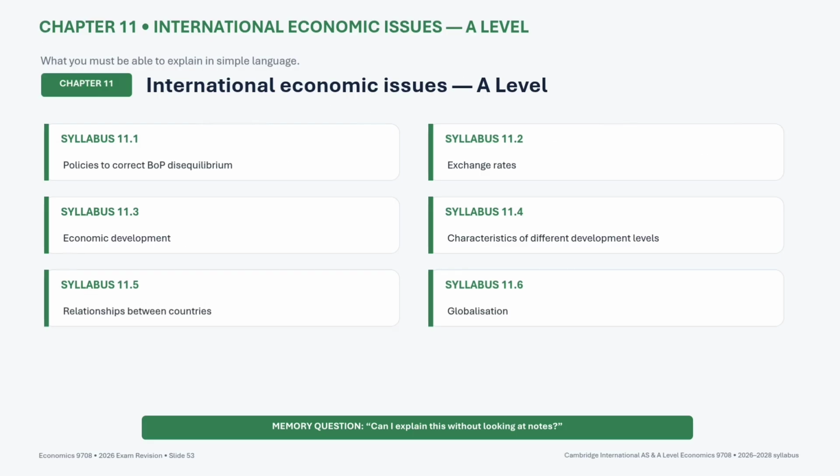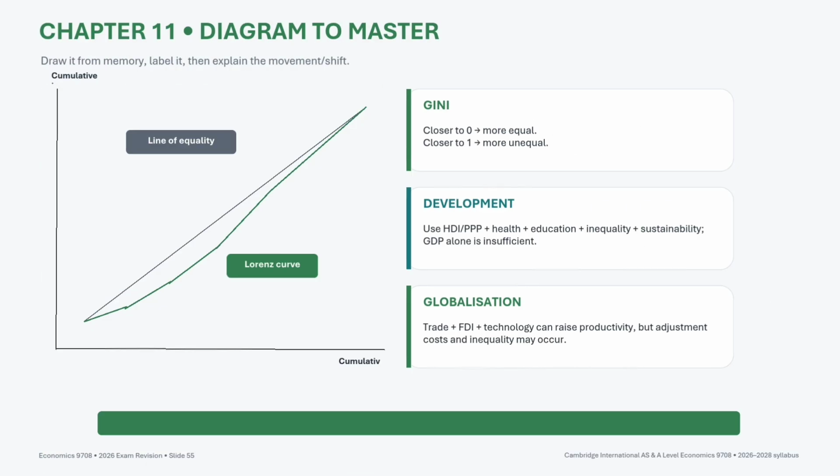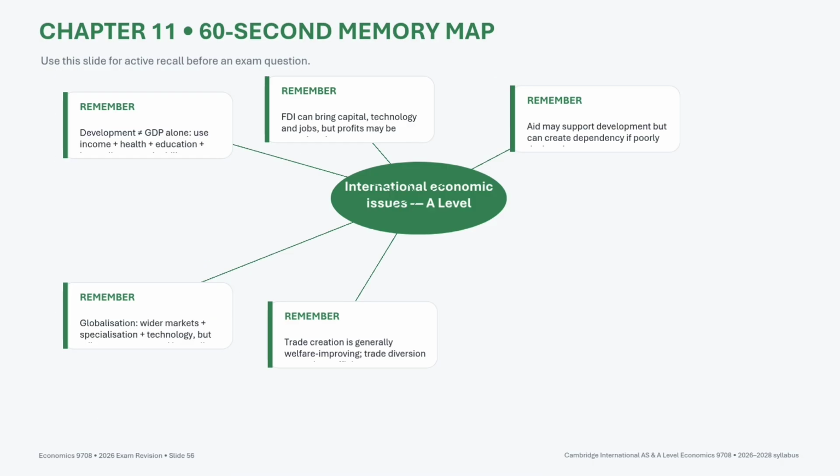So Chapter 11 is about international economic issues, and it is for A level. It covers policies to correct balance of payments disequilibrium, exchange rates, economic development, characteristics of different development levels, relationships between countries and globalization. You have key definitions to focus on, such as economic development, PPP, purchasing power parity, the Lorenz curve, the Gini coefficient, which is very important, FDI, globalization, trade creation, trade diversion.